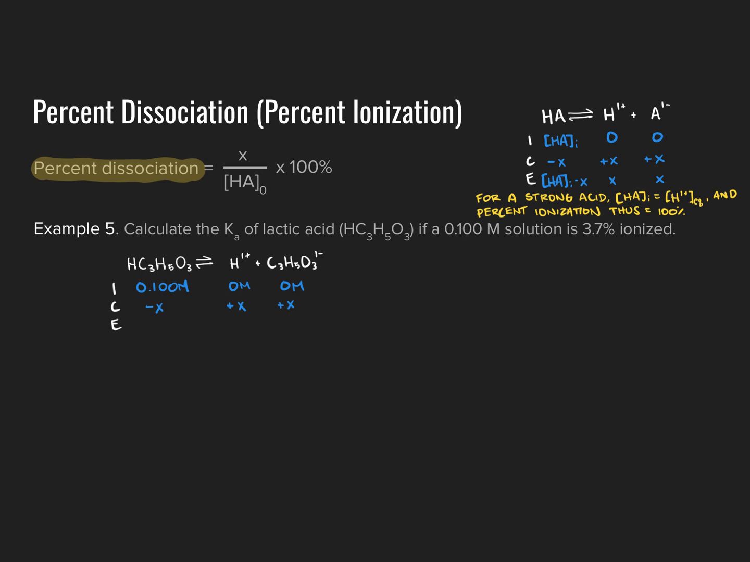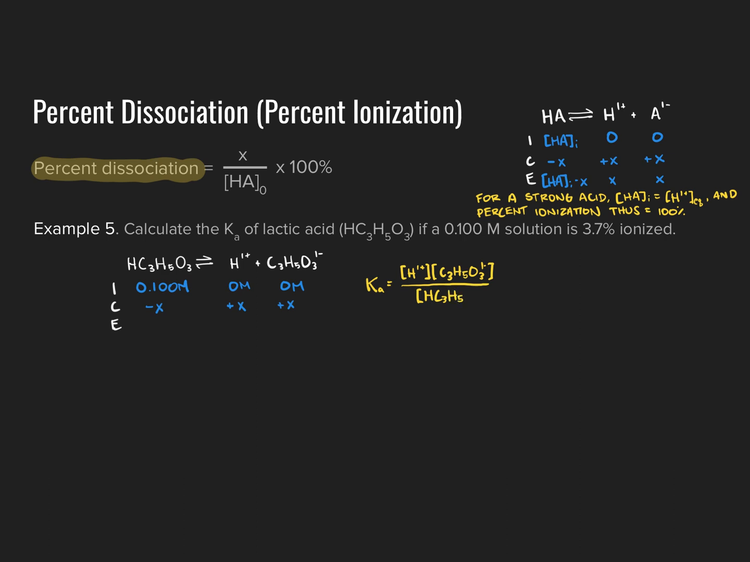And from this point, we're going to skip forward to have a look at writing the Ka expression that governs this equilibrium. As always, the Ka value is the ratio of the products divided by the reactants, which in this case would be the concentration of hydrogen ion times the lactate ion, all divided by the concentration of the molecular lactic acid, HC3H5O3.